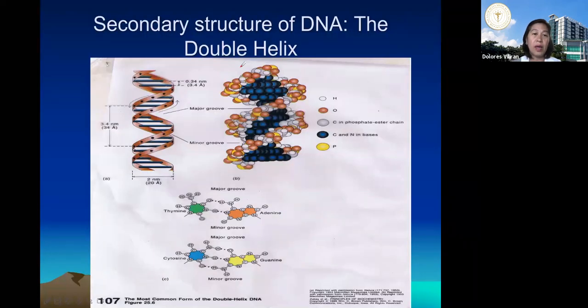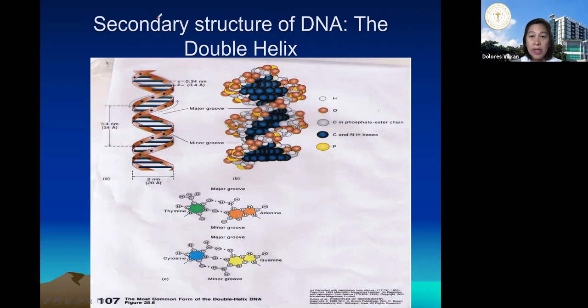And for the secondary structure of the DNA, which is the double helix, there is a minor groove and a major groove. This is also important to emphasize because this groove is the site for the attachment of proteins needed for gene expression, which we consider as transcription factors.